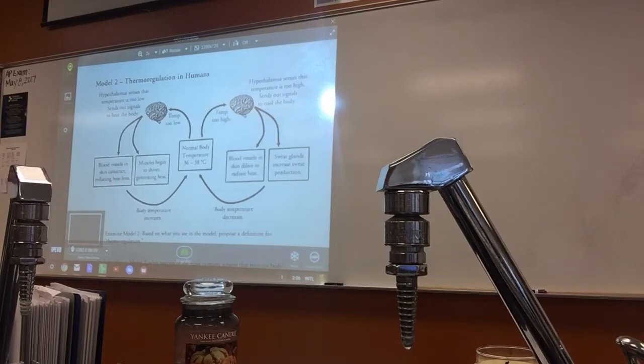That's exactly right. If it was a positive feedback loop, when the temperature got too high, what would happen? In a positive feedback loop, the temperature would go even higher, right? That would be a problem in our body. Why would that be a problem in our body? Enzymes. Enzymes will become denatured, right? And then they won't speed up our reactions, and death will soon follow.